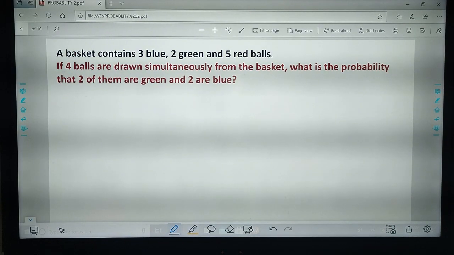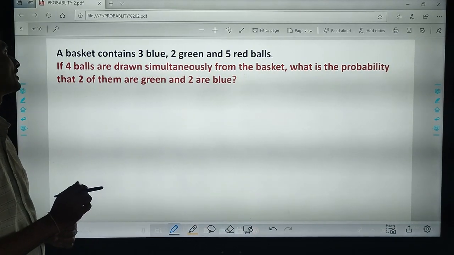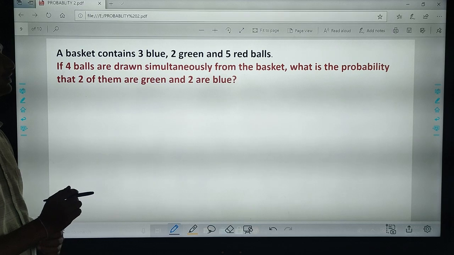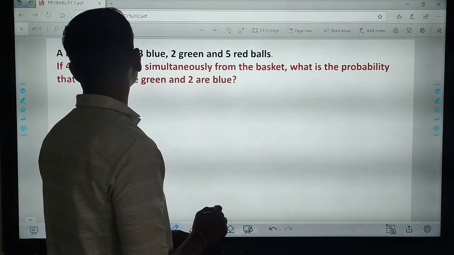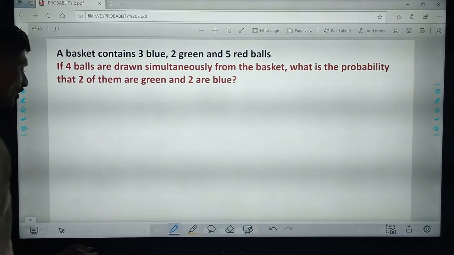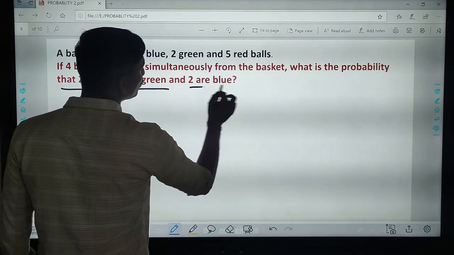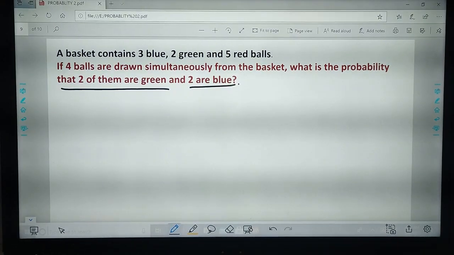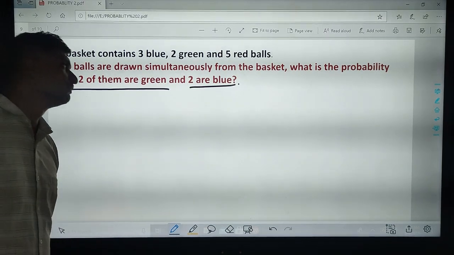A basket contains 3 blue, 2 green and 5 red balls. If 4 balls are drawn simultaneously from that basket, what is the probability that 2 of them are green and 2 of them are blue?